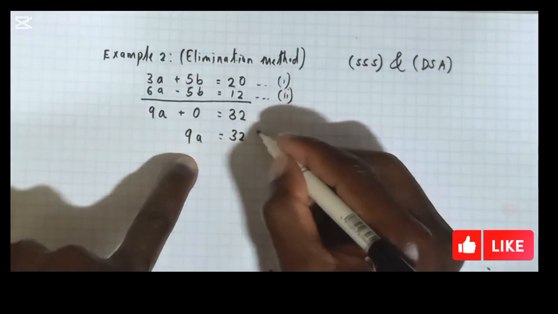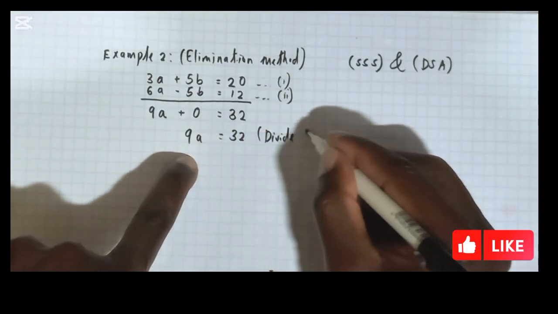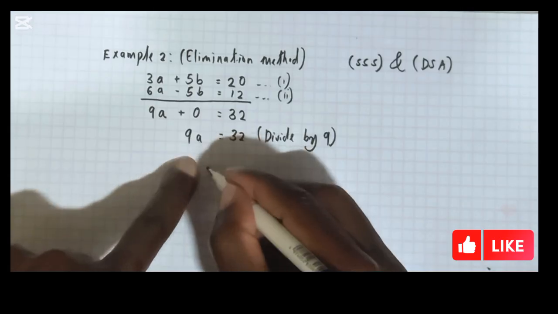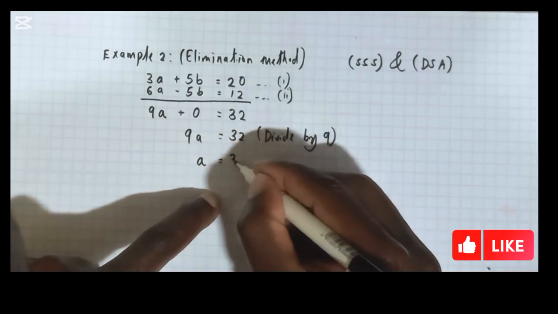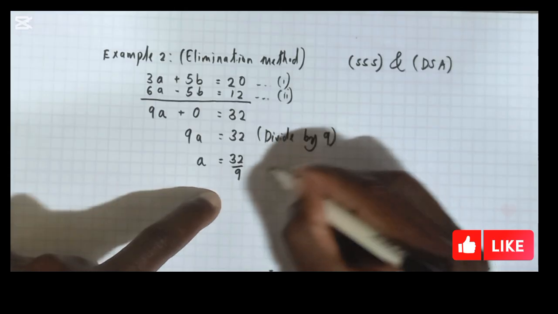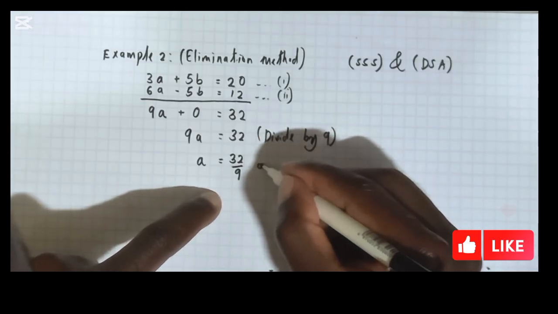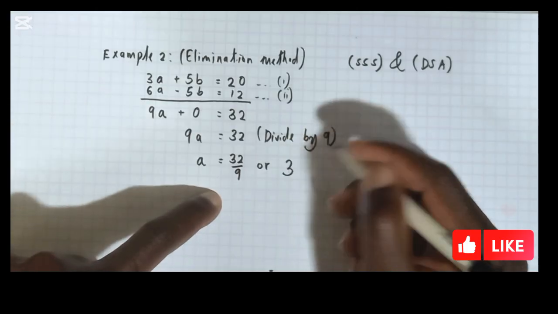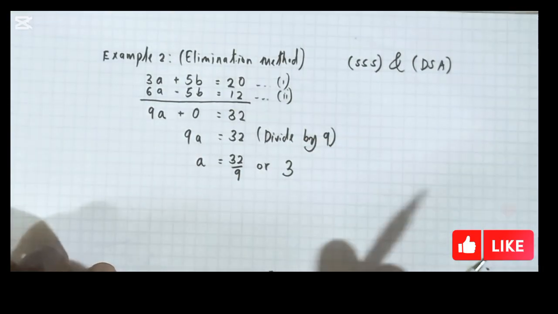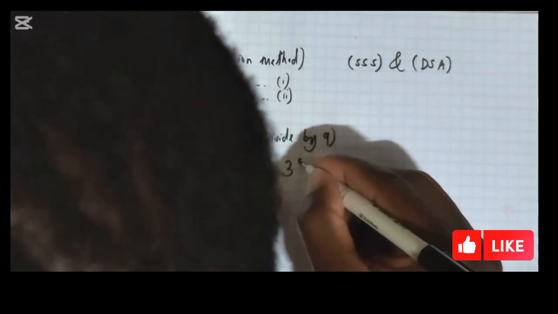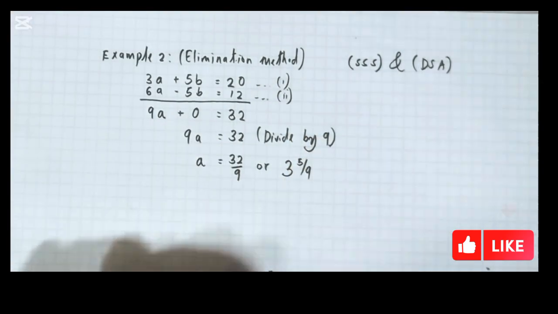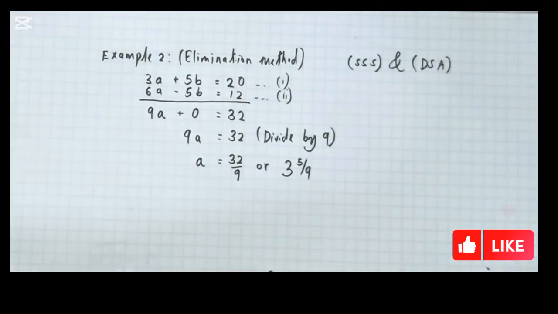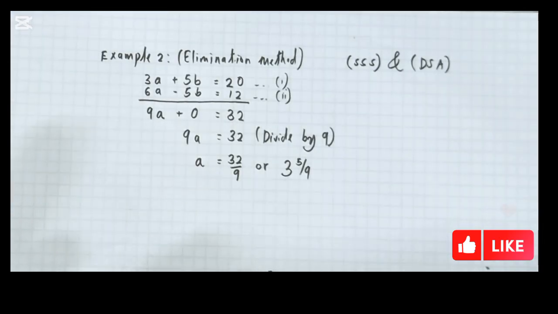All right, so basically to find the value of a, we are going to divide both sides by 9. So a equals 32 all over 9, which is 3 and 5 out of 9, or a recurring decimal of 3.555555 and so on. So anyways, that is the value of a.